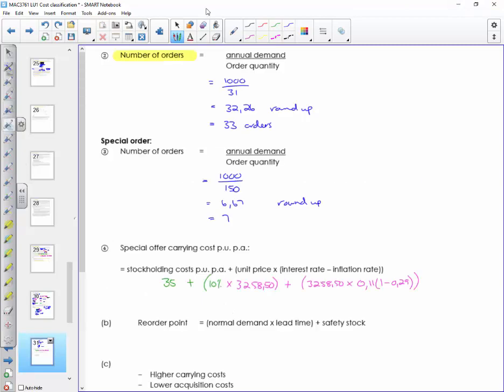Okay, let's do this in a few steps here. So the insurance would now be 325 Rand 85. The 3,258.50 times 0.11 times 0.71 gives you interest opportunity cost of 254.49, and altogether those holding costs would be 35 Rand plus 325.85 plus 254.49 gives you 615 and 34 cents.